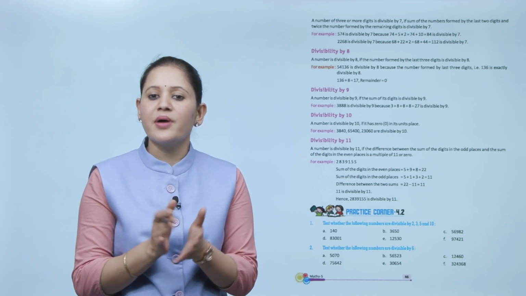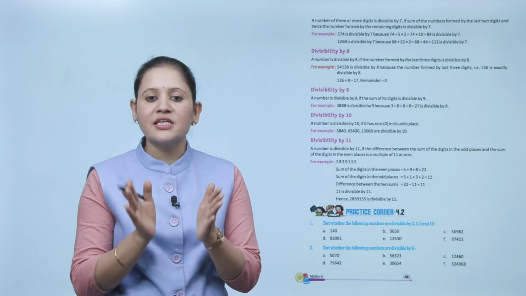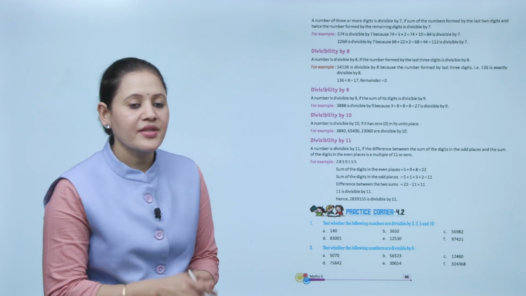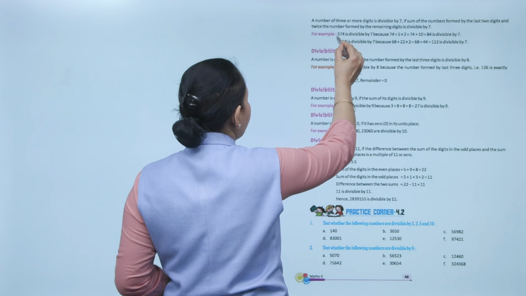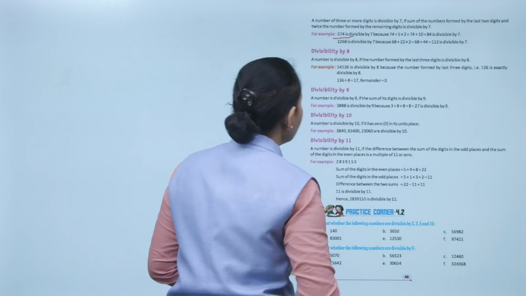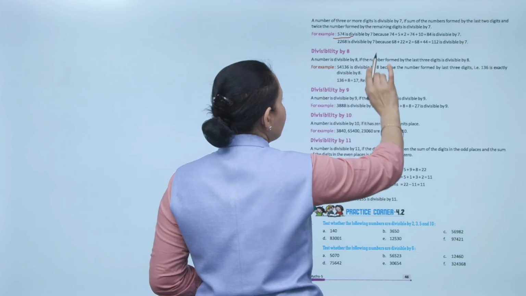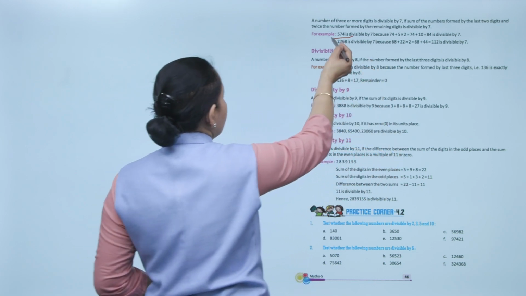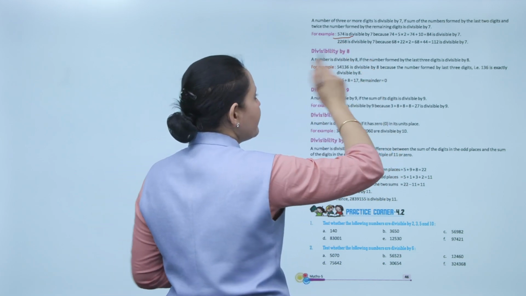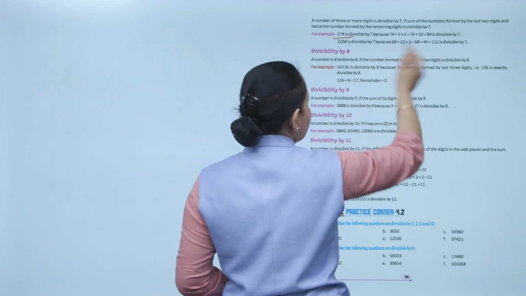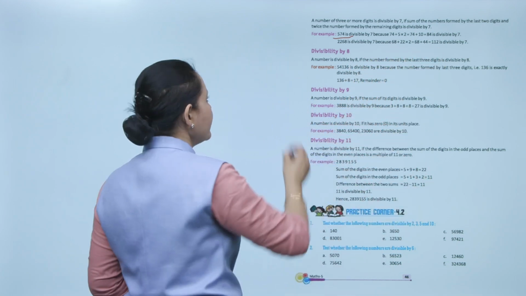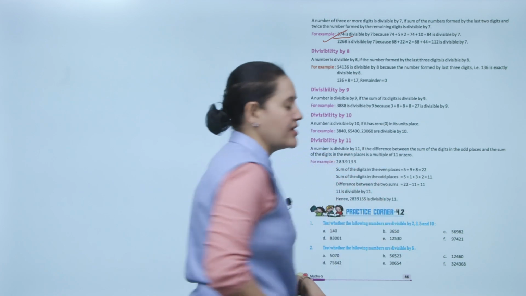A number of 3 or more digits is divisible by 7 if the sum of the number formed by the last 2 digits and twice the number formed by the remaining digits is divisible by 7. For example, 574 is divisible by 7 because the last 2 digits 74 plus the remaining digit 5, 2 times of it, total is 84, and 84 is divisible by 7. That means this number is divisible by 7.